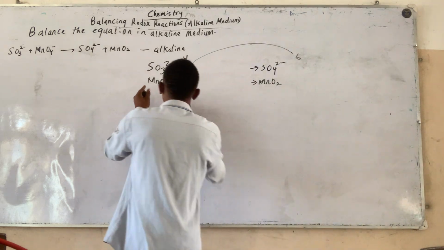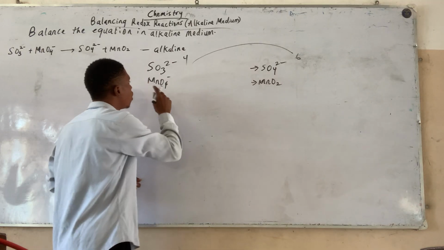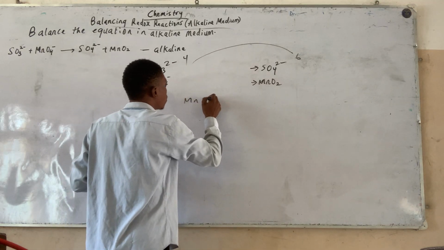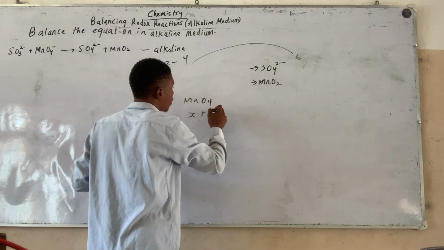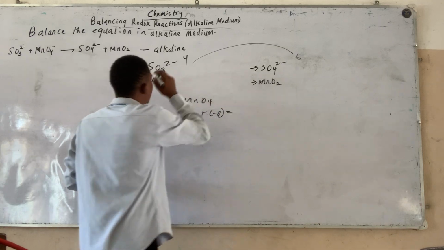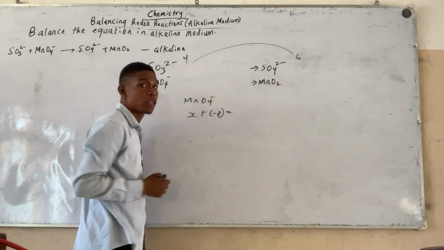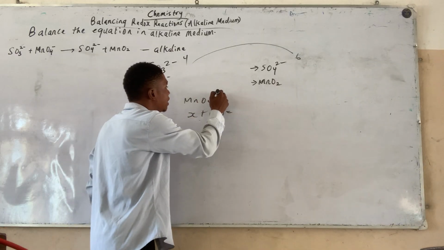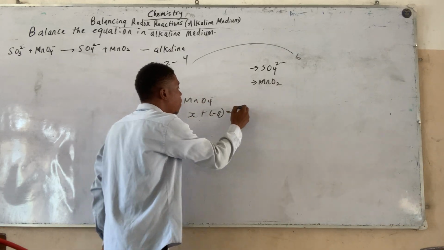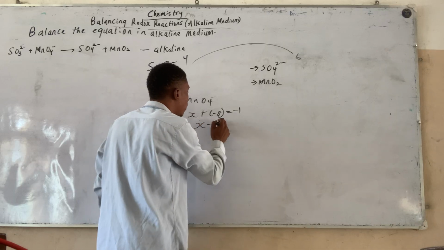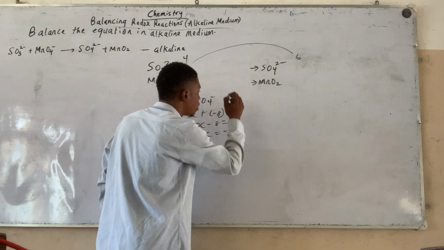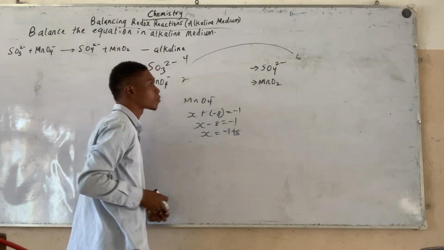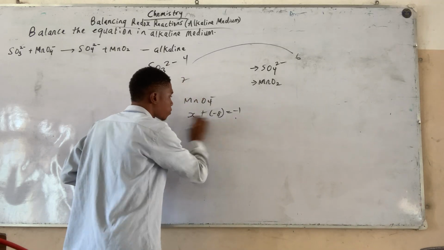Now, if we calculate for this also, for MnO4, we have x plus -2 times 4, that's -8 equals to. Now, this is also carrying an overall charge of -1. It is carrying minus, but there is an invisible 1 here. So we have -1. X minus 8 equals -1. X equals -1 plus 8. So this is 7.